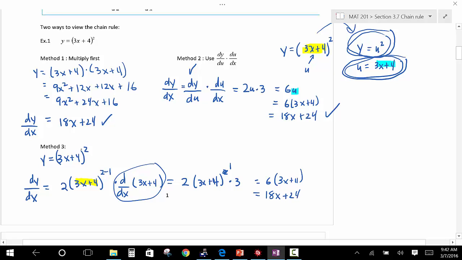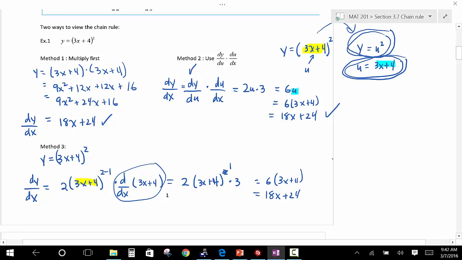So what I'm doing in this case is I'm just thinking, okay, I just pretend like that 3x plus 4 is just like an x. So what you do is you bring down the 2, leave that alone, subtract from the exponent, but then you got to remember to multiply by the derivative of the inside part. That's what the chain rule is. Does that make any sense?